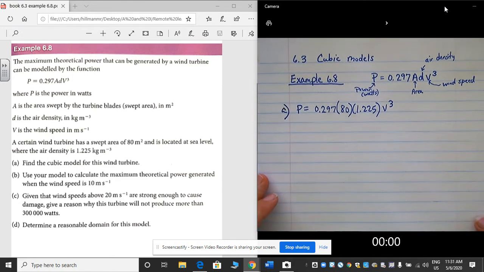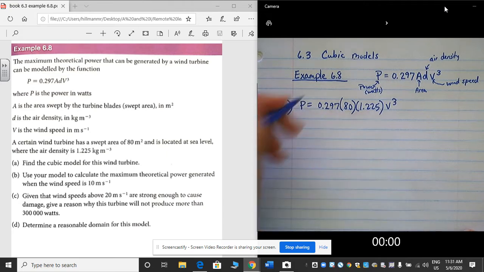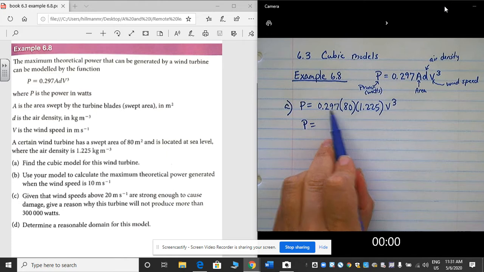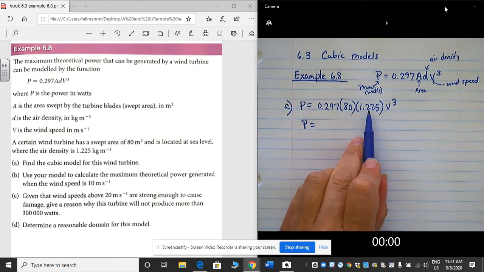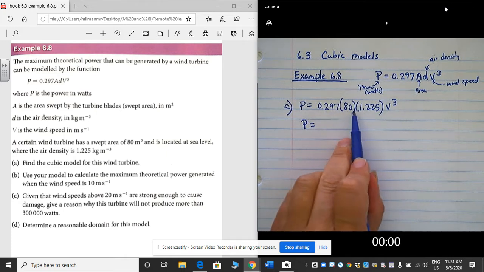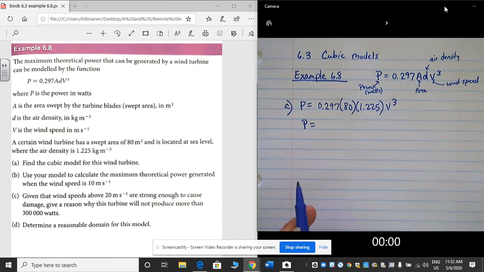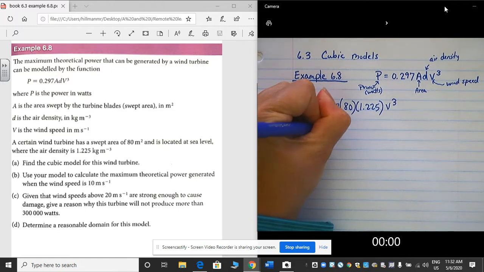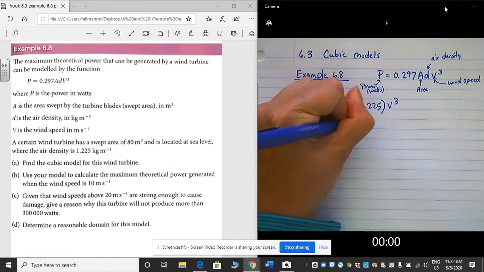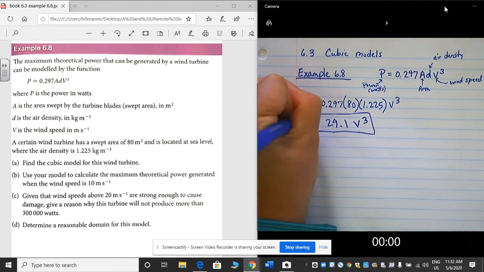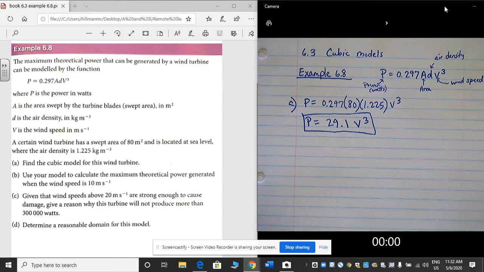Now I need to simplify this, because this would not be your answer. Figure out using your calculator what 0.297 times 80 times 1.225 is. Don't just rely on me here. Pause the video and multiply those three numbers together to convince yourself. I'm getting P equals 29.1 V cubed, and that would represent the cubic model for that wind turbine.